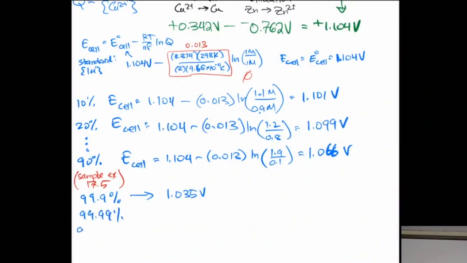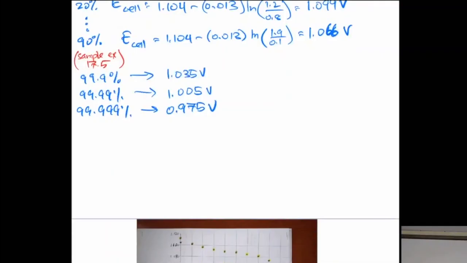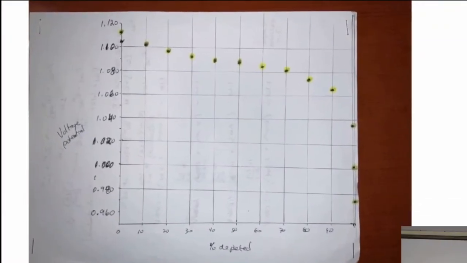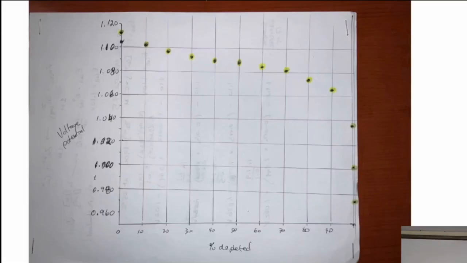I even did 99.99 and 99.999 just to drive the point home here. I wanted to see how depleted it needed to be in order to get this to drop below 1 volt for a voltage potential. And finally I got it. All right, but I went ahead and plotted these just so you can see really what's happening. And I would never encourage you to do your own hand-drawn graph like this. You need to use graph paper with a good grid. But just to give you an idea of the trend.